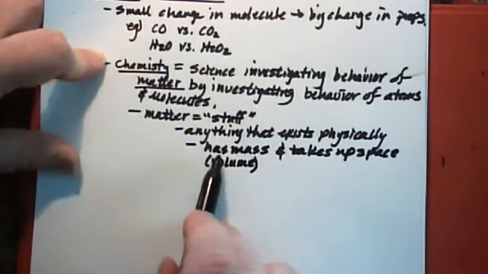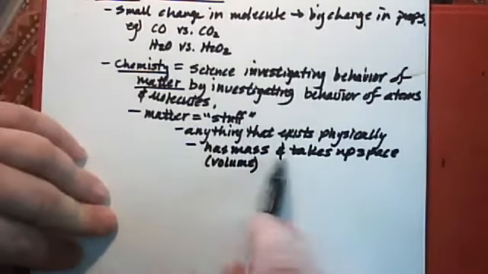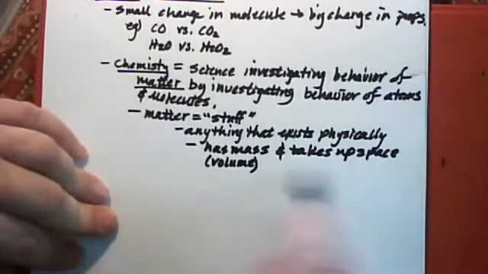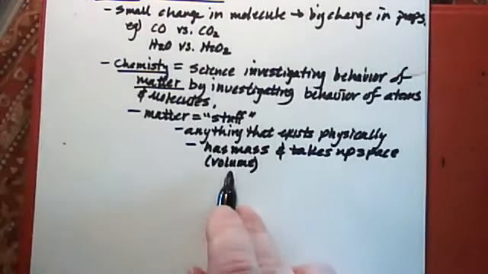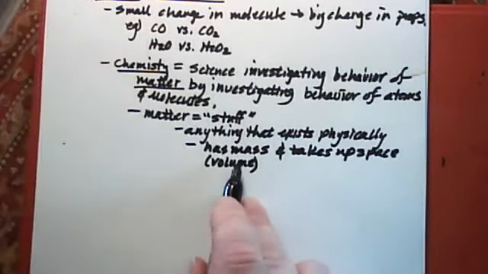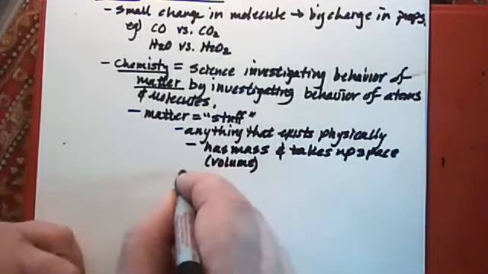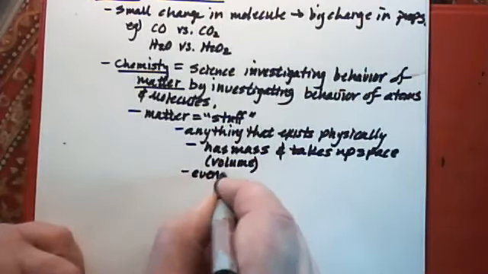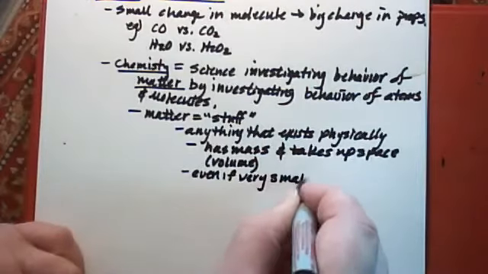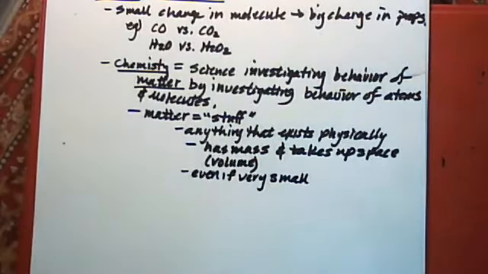And matter can also be defined as anything that has mass and takes up space, which is just what we mean when we say it has volume. So anything that has mass and volume would count as matter. And matter counts as matter even if it's extremely small.